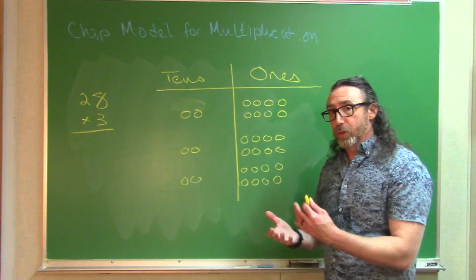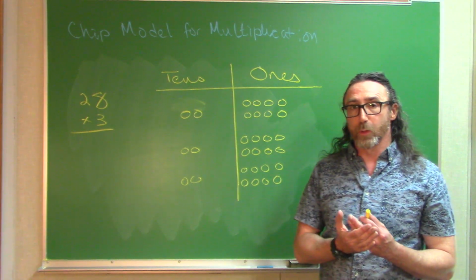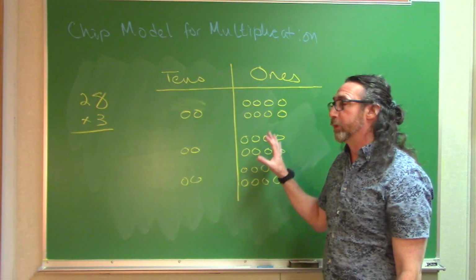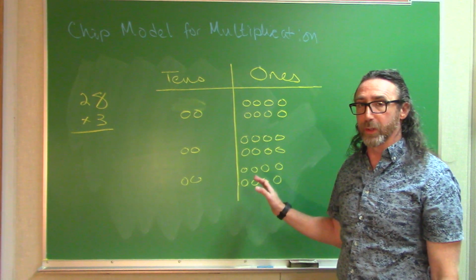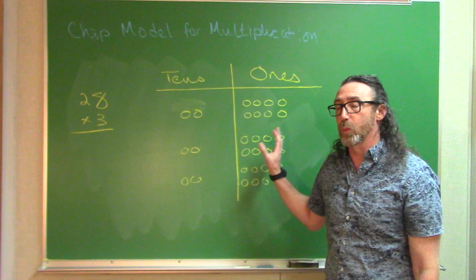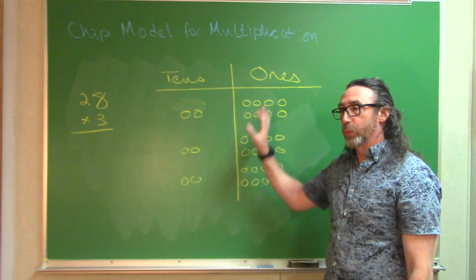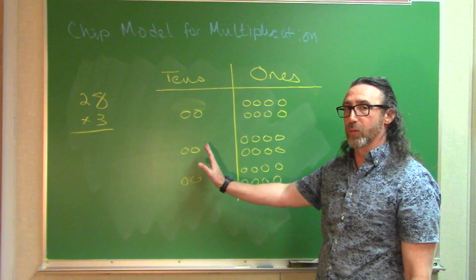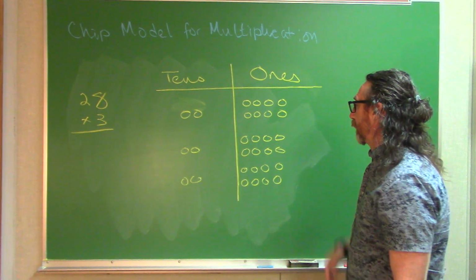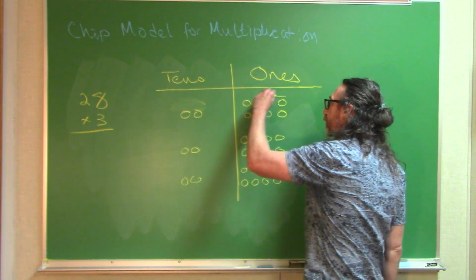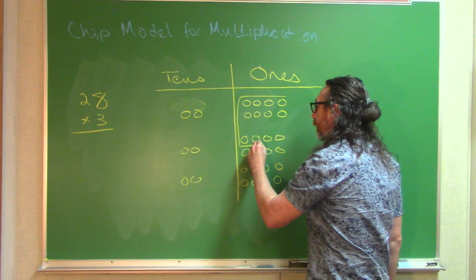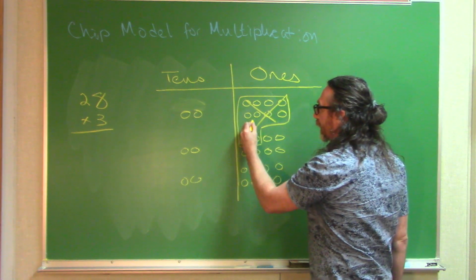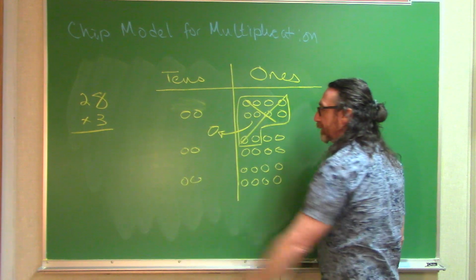So you might remember from the video where we did addition with the CHIP model, what we do if we run into a scenario like this where we have too many chips in one tray is we take those and trade them in for another chip over here. And we do that in bundles of 10. So there's 10 chips right there. Those are gone. Give me a new chip in the tens tray.